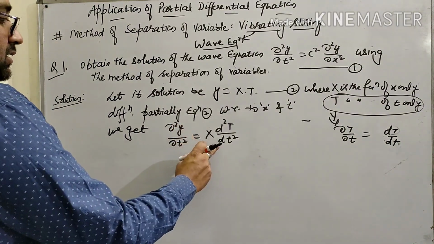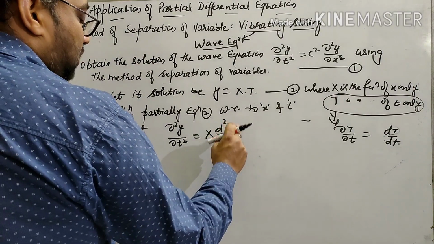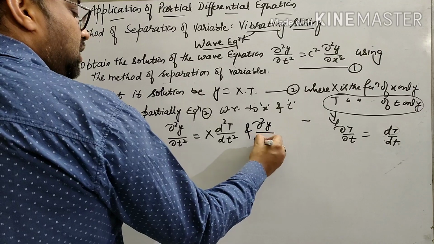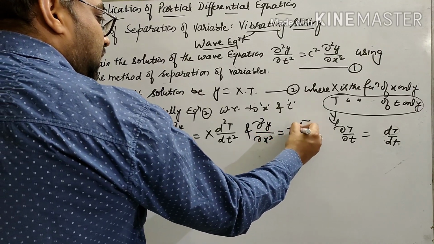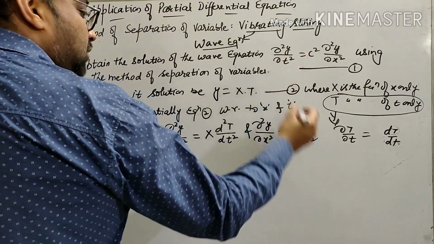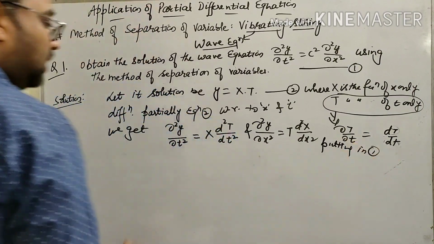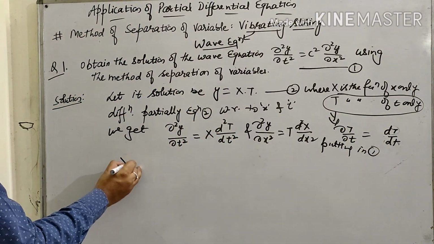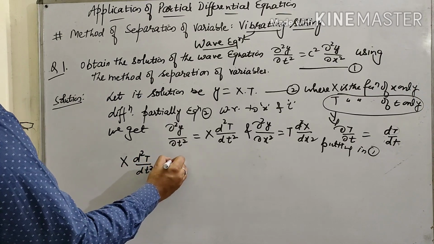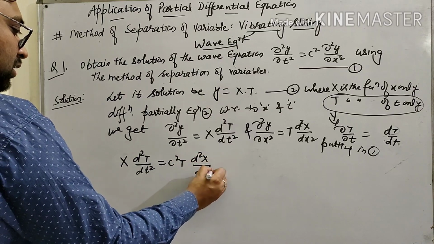So we replace this partial with normal differentiation: capital X into d2 capital T upon d small t square, and similarly del 2 y over del small x square is equal to capital T d2 capital X upon d small x square. Now putting in equation number 1, what do we get? Capital X d2 capital T upon d small t square is equal to c square capital T d2 capital X upon d small x square.